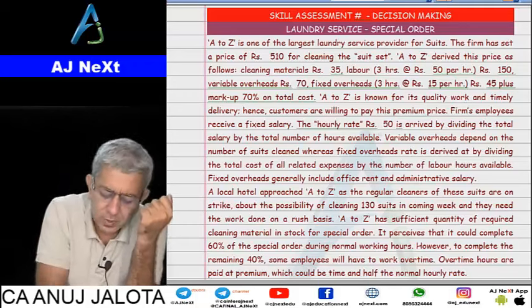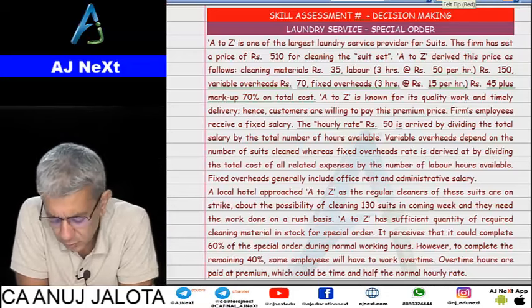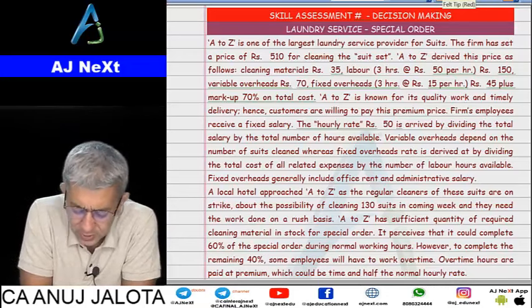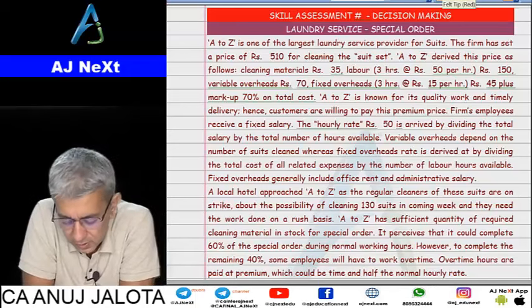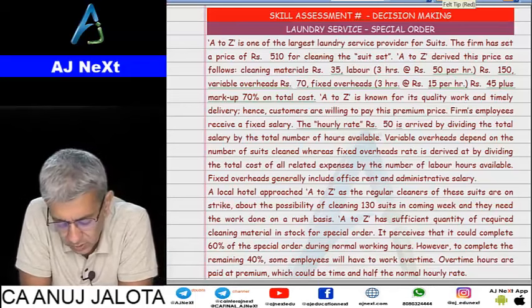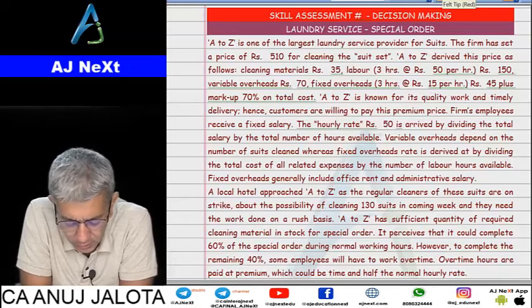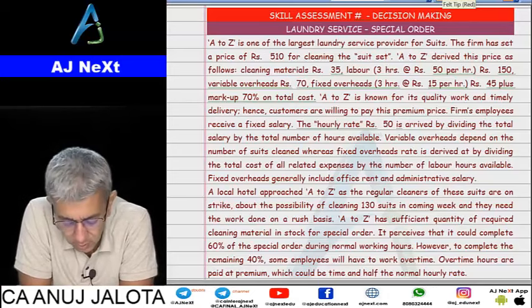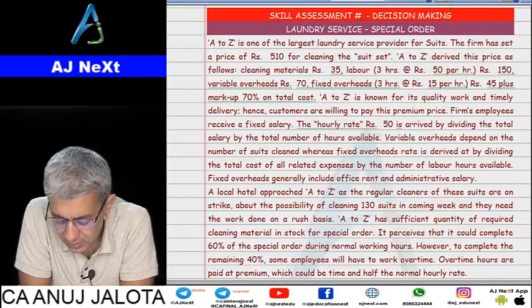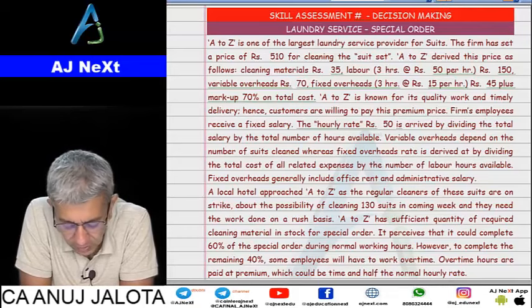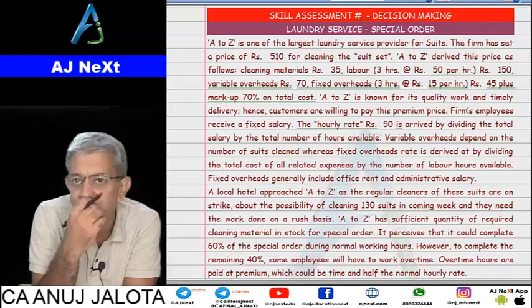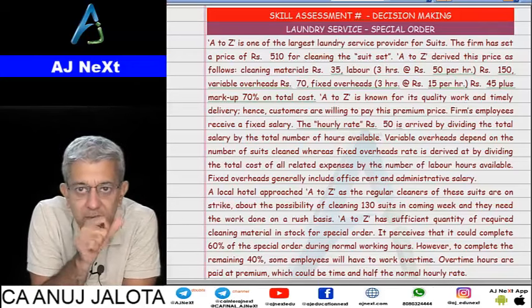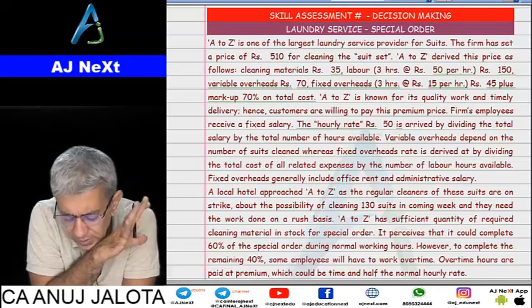Let's start. A to Z, one of the largest laundry service providers for suits. The firm has set a price of 510 for cleaning a suit set. A to Z derived this price as follows. Cleaning materials 35, you can keep your calculations going because by adding up all these numbers, we should get 510. Cleaning materials 35, labor 3 hours at the rate of 50 per hour, so add 150 to 35, add variable overheads of 70, add fixed overheads 3 hours at the rate of 15, that is 45. You total up all these costs, that should come to 300, and then you add markup of 70%.